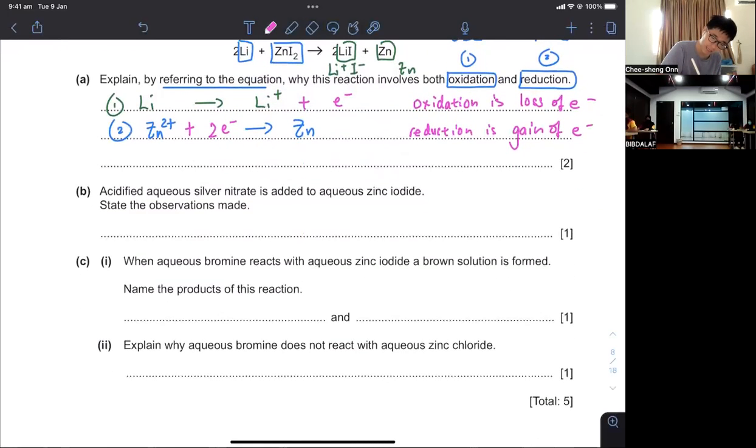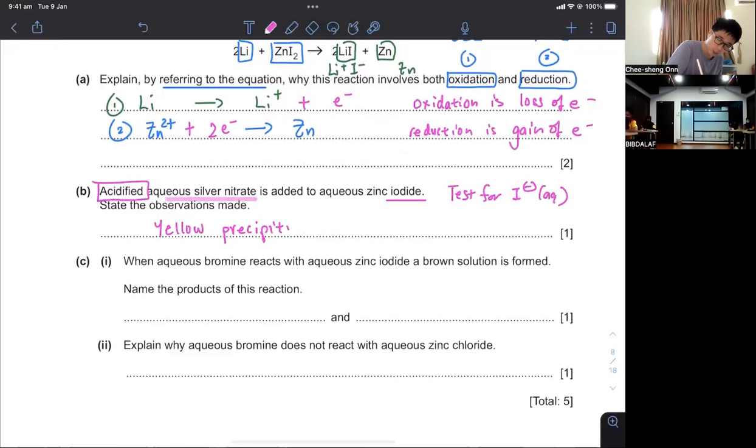And the next one is test for iodide. If you look at the syllabus which I've given you, I think on the second page, there is the test for ions, one of which include chloride, bromide, iodide. You need acidified aqueous silver nitrate, and the observation you get will be yellow precipitate will form because this is the formation of silver iodide.